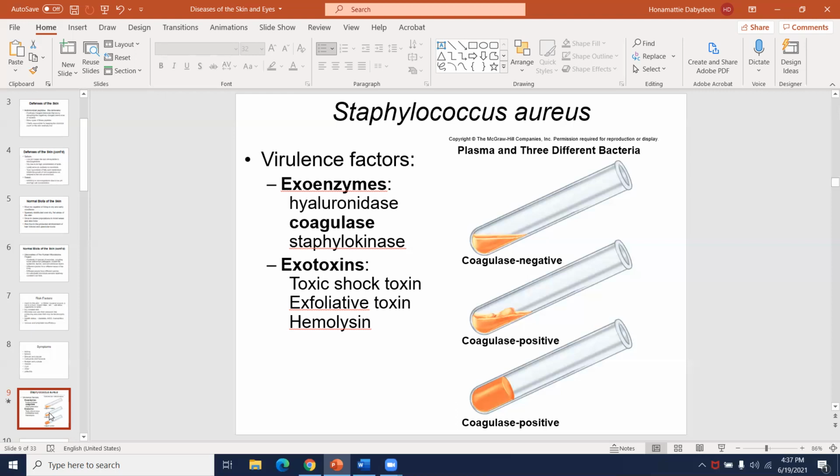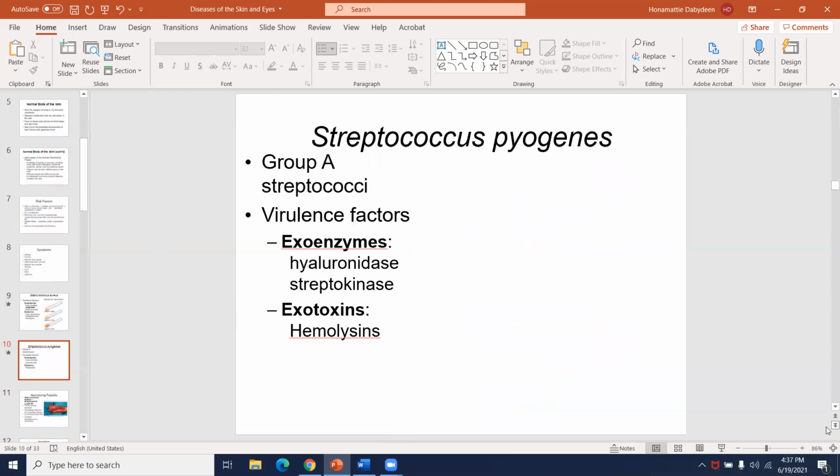The other organism is very similar to this one, the Streptococcus pyogenes. We did talk a little bit about Streptococcus pyogenes, I think, when we were doing pharyngitis. It is your group A Streptococcus. And if you remember Streptococcus, a little bit of what we did with strep in the lab, Streptococci are generally gram-positive cocci in chains.